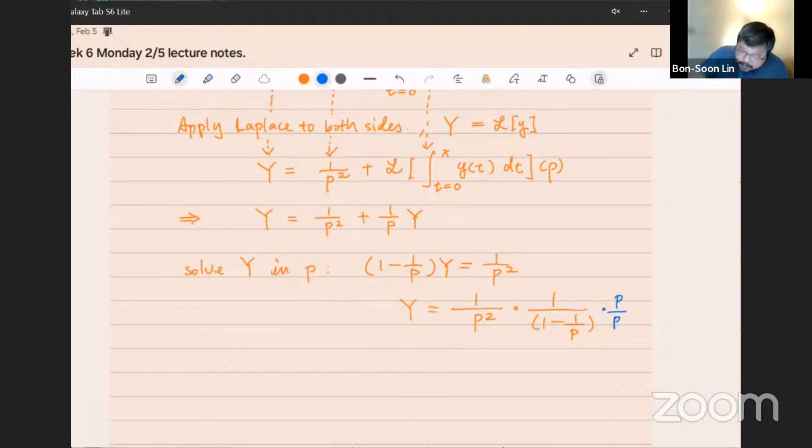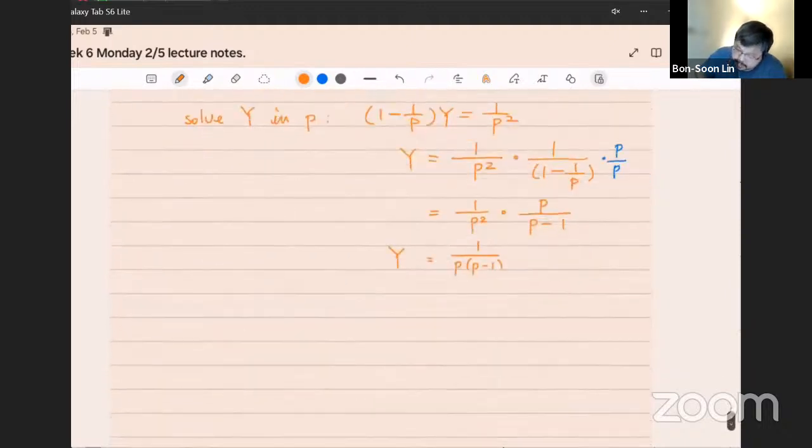I multiply top and bottom by p. So I get 1 over p times p over p minus 1, in which one of the p's cancels. So we get 1 over p times p minus 1. So that is big Y. Can we see that? Yeah.